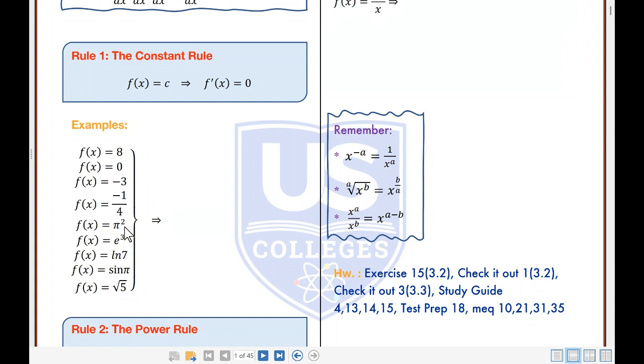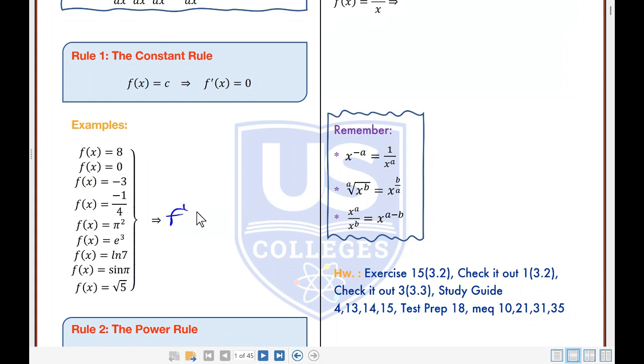Similarly, pi, pi squared, e cubed, they are also numbers. Their powers are also numbers. Ln 7, it is a number. When you type this in the calculator, it will give you a decimal answer. Sine pi, it's also a number. It's not a function, it's a number. It has a value. Square root of 5. So they're all numbers. They're all constants.